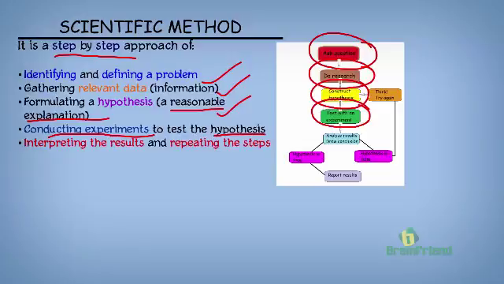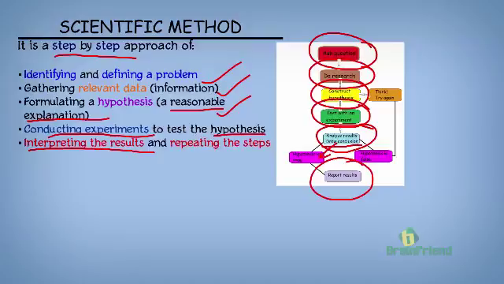Now, after he has done the testing, he goes on to interpret the results. And this is where we have analyzing of results and drawing conclusions. Now, when results are analyzed and conclusions drawn, if the results support the hypothesis, it means that the hypothesis is true. Now, the scientist can go on to report results.